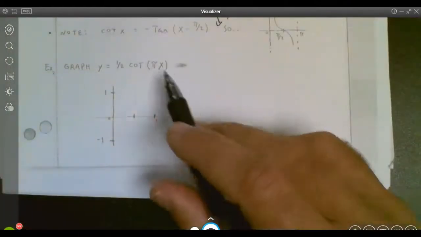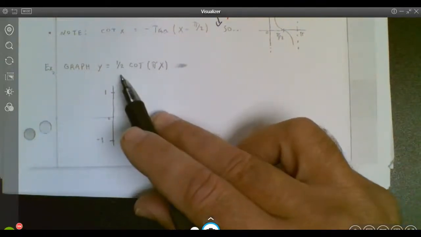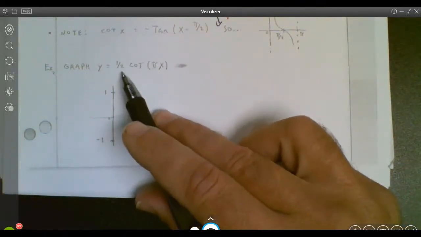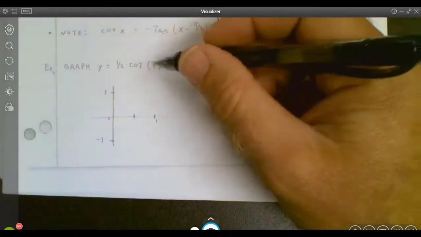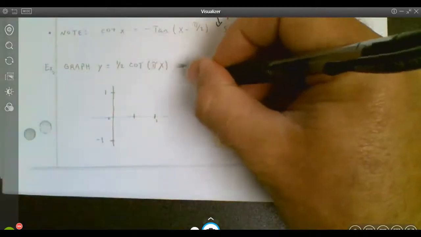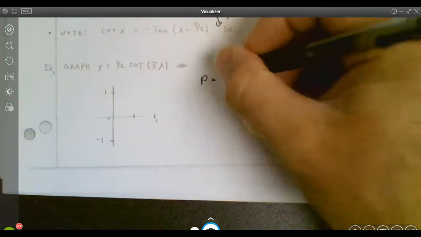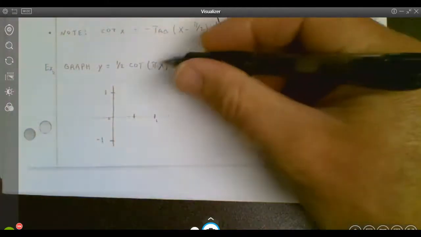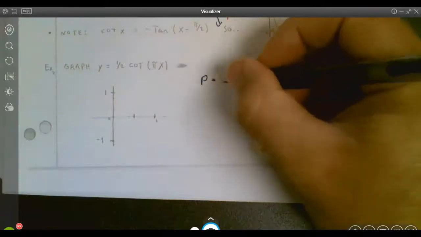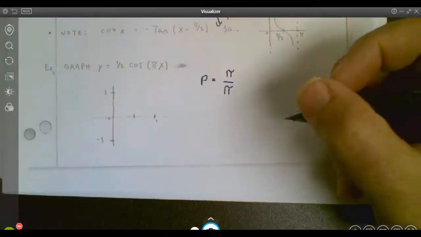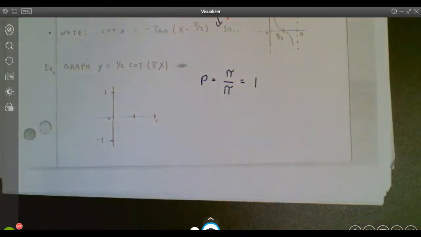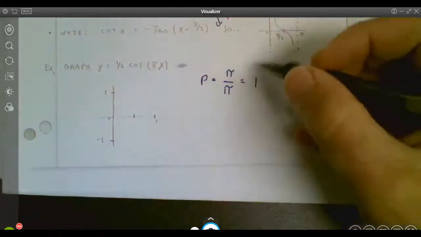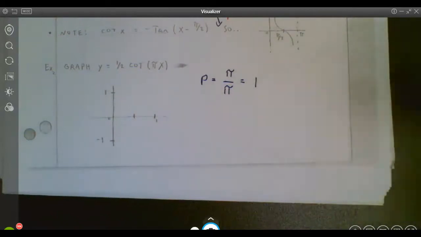So I changed the period on this one as well as threw in a vertical shrink on this guy. So for my cotangent graph, again, my period is pi over b, which in this case, my b value is pi. So pi over pi, so my period is 1 unit. It's no longer in terms of pi for this one. Now I'm going to get nice integers on this one, which is probably easier anyway.